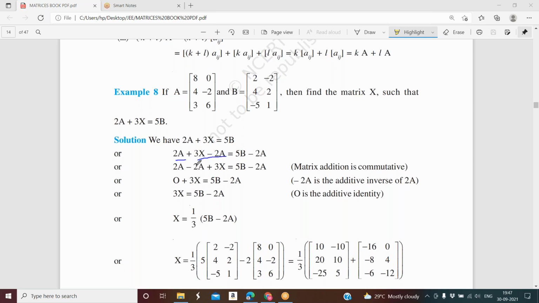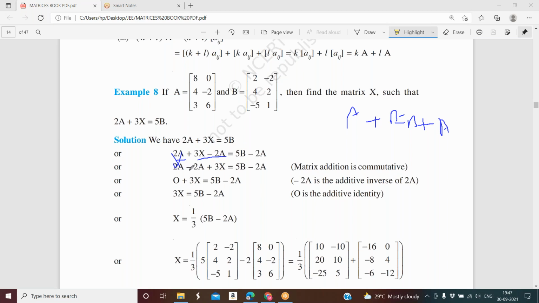Here I have 3X minus 2A. So by commutative law, this is minus 2A plus 3X. A plus B is equal to B plus A. So 3X minus 2A equals minus 2A plus 3X by commutative law, equals 5B minus 2A.